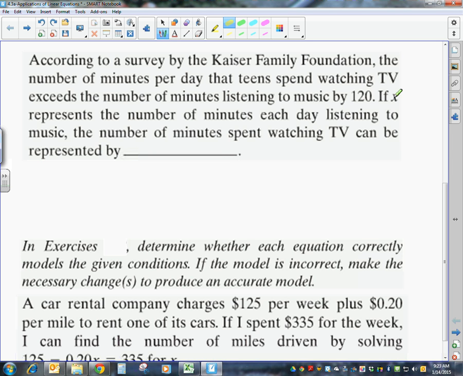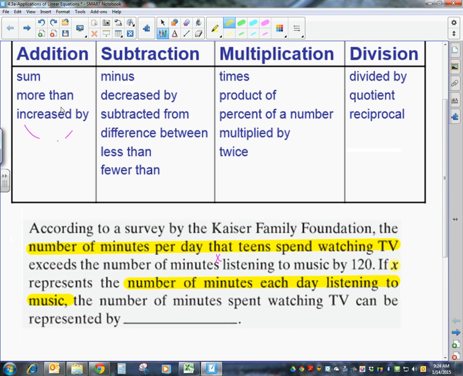First of all, they told us that X represents the number of minutes each day listening to music. Okay? So this is going to be my X right here, number of minutes listening to music. And then we have the number of minutes per day watching TV. It tells me that the number of minutes they watch TV exceeds, and so exceeds is what? If I look back up there, exceeds.